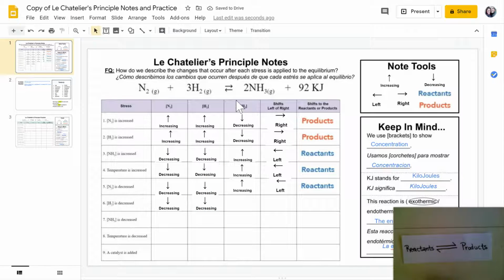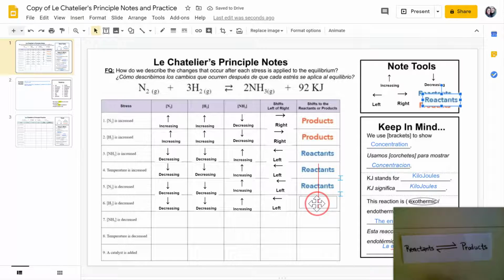Now, NH3 is a product. So instead of decreasing, like we see up here, the opposite would be increasing. And what's the opposite of shifting to the right? Well, the opposite would be shifting to the left, a la izquierda. And what's the opposite of products up here? The opposite would be reactants. So we should see equilibrium shifting towards the reactants, los reactivos.